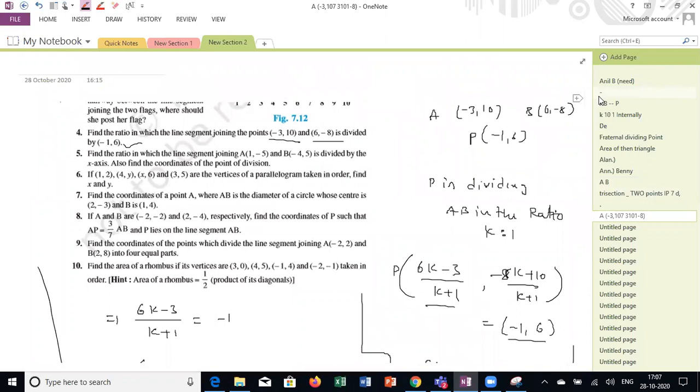The next one is: find the ratio in which the line segment AB is divided by the x-axis. Also find the coordinates of the point of division. How to calculate this one? Can anyone give the idea?